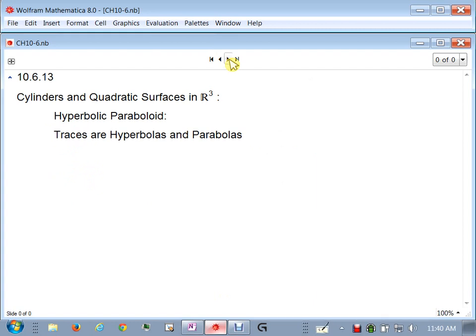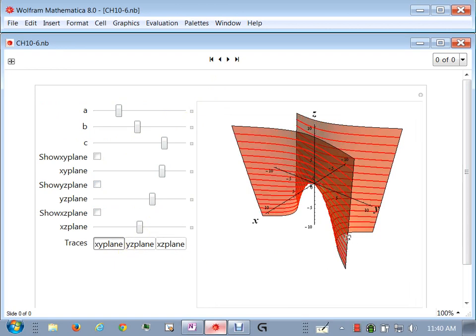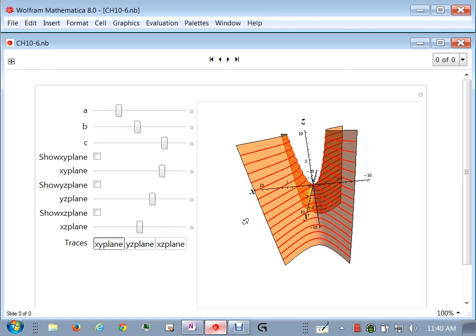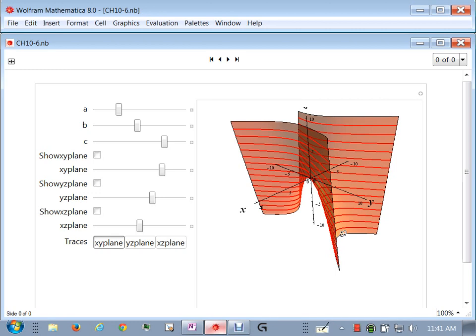Then you have hyperbolic paraboloids, where traces are hyperbolas and parabolas. This is what a hyperbolic paraboloid looks like. It's going kind of up in this direction, then it's going down like that. It's almost like a saddle, right? A saddle. Now this is hard to say which direction it opens, because it's kind of a funky looking shape anyway.